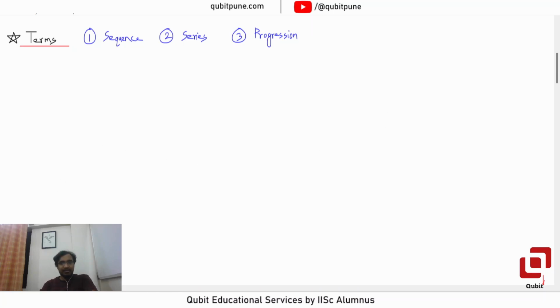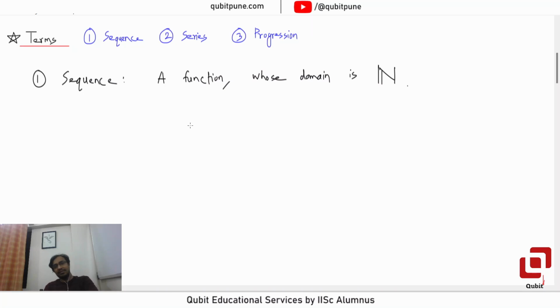Alright, first let us define a sequence. So what is a sequence? A sequence is defined as a function whose domain is the set of natural numbers. A sequence is a function whose domain is the set of natural numbers. For us this definition is fine.